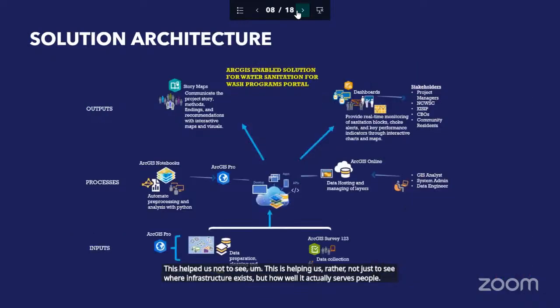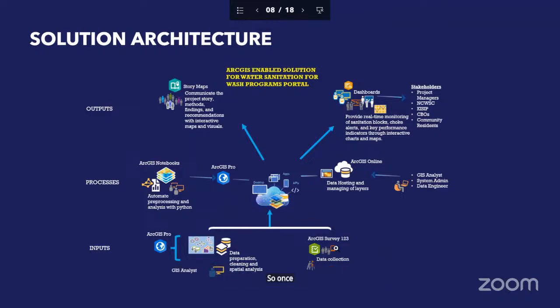For my solution architecture, an ArcGIS-enabled solution for water and sanitation, the WASH programs portal. This diagram represents the solution architecture of my project, essentially how everything fits together from the moment of collecting data in the field all the way to decision making by stakeholders. We begin with inputs. Field workers use ArcGIS Survey123 to collect ground level information like the location and condition of toilets, sewer lines, and manholes.